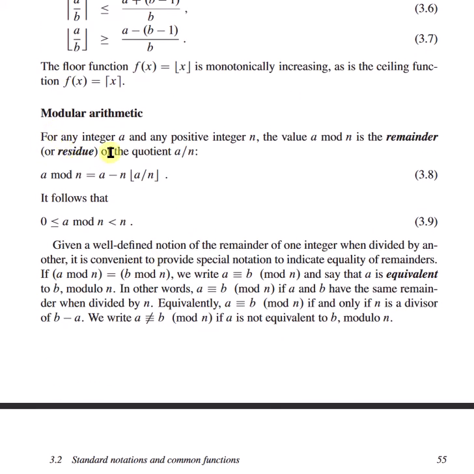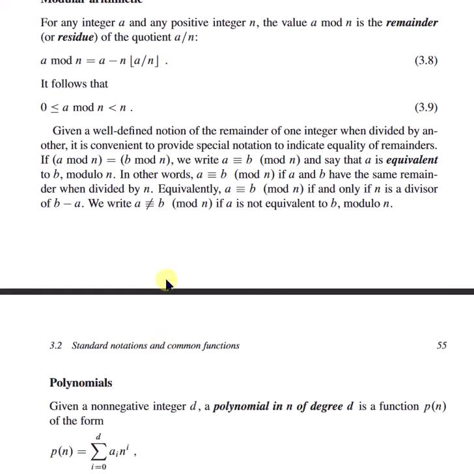Modular arithmetic. For any integer a and any positive integer n, the value a mod n is the remainder or residue of the quotient a by n. In programming, we generally use the percentage sign. 7 mod 2 is 1, because the remainder is 1.